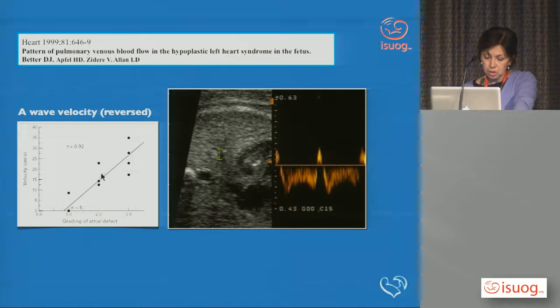and that's a high velocity for a reversed flow during atrial systole. And this paper basically, I think, was the first one that highlighted the importance of looking at the pulmonary veins in hypoplastic left heart syndrome, because the higher the velocity across the atrial systole in the pulmonary veins, reverse flow, the more significant the obstruction at atrial septal level as well as mitral valve level.